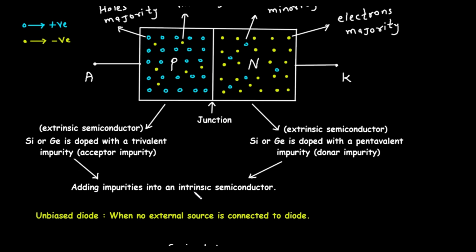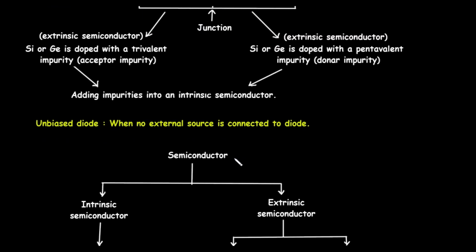The text below this section summarizes the overall process: we are adding impurities into an intrinsic semiconductor to create these extrinsic p-type and n-type materials. The diagram also defines an important state of the diode. In yellow text, it says, unbiased diode, when no external source is connected to the diode. This means that everything we have discussed so far describes the diode in its natural state, with no battery or voltage applied to it.